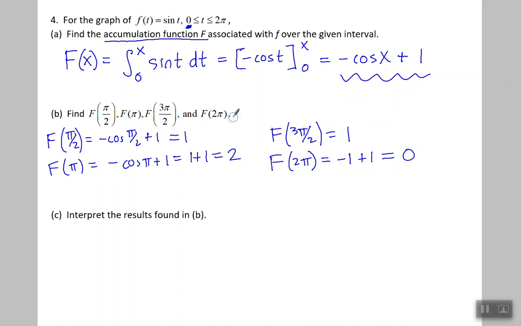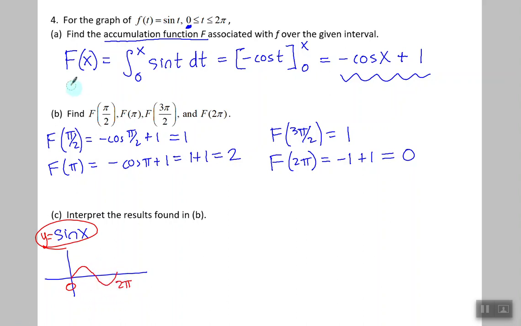Well, what does all this mean? That's what we want to do in Part C, interpret these results found in Part B. Let's take a look at the sine function for a moment. I'm going to sketch a quick graph of y equals sine x over the interval 0 to 2 pi. Notice at first it's above the x-axis and then below the x-axis.